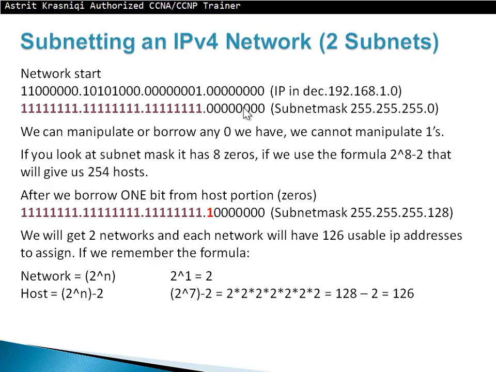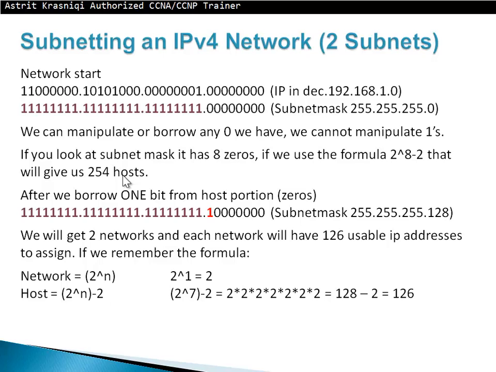If you look at the subnet mask, we cannot manipulate the ones. The ones are already given to us by the ISP or whoever has been subnetting before. These ones that we have, we cannot touch. The zeros, on the other hand, are ours. We can do whatever we want. We can manipulate them and create extra networks. So if you look at the subnet mask, it has 8 zeros. If we use the formula 2 to the power 8 minus 2, it will give us 254 hosts.